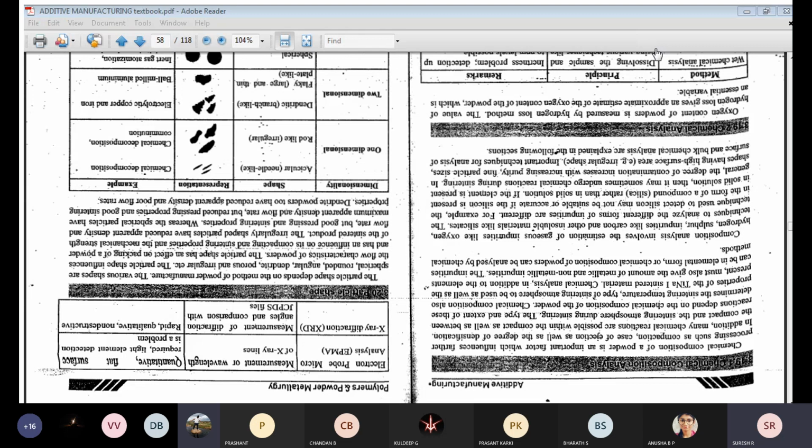Sir, which may be effective? These three processes, which may be effective, sir? Is it vacuum or water or gas? So the more effective one is the vacuum atomization process. But in vacuum atomization, the cost is quite high compared to the other two atomization processes.